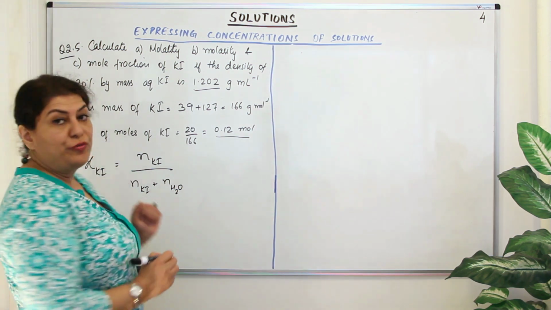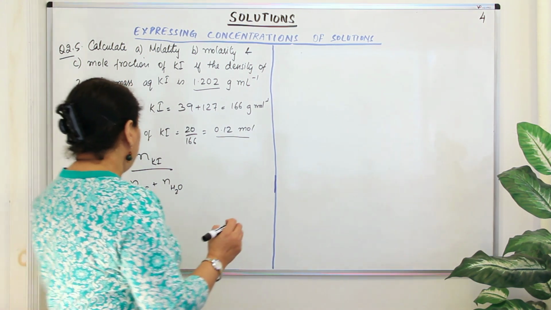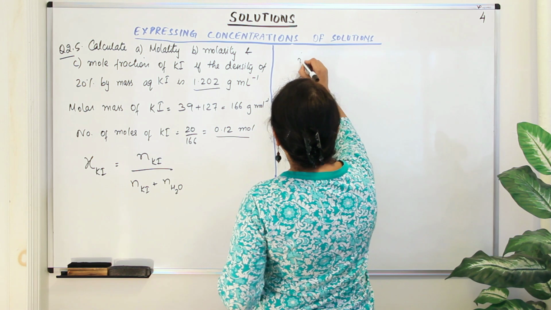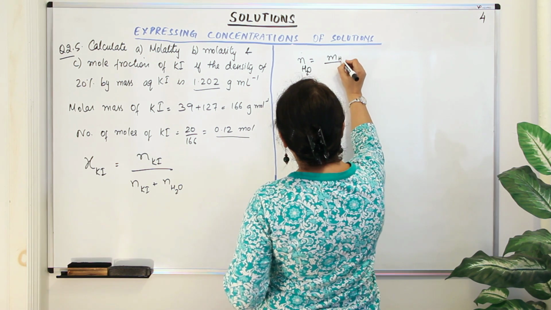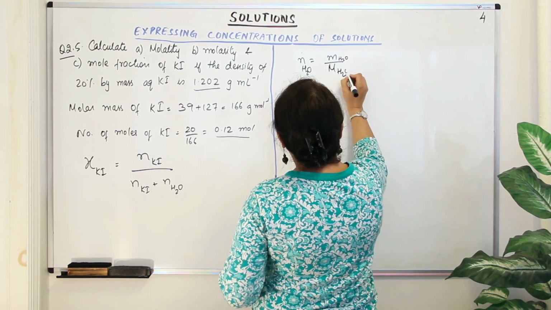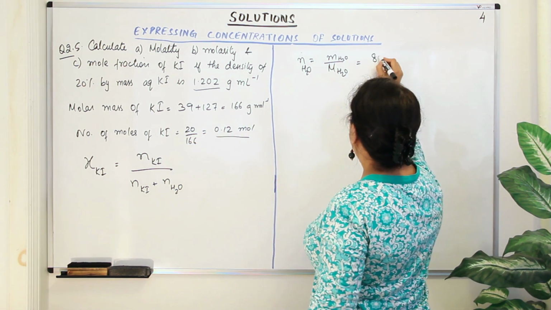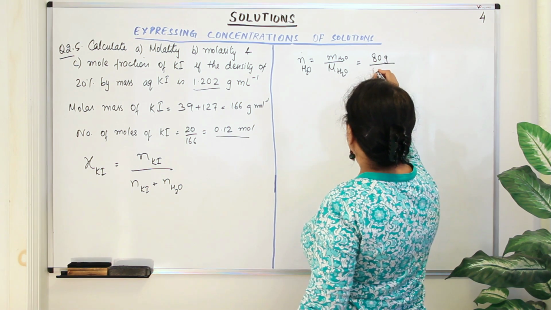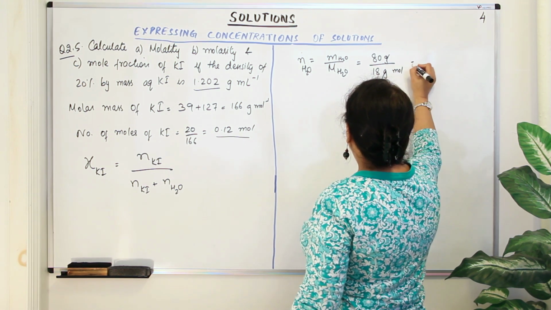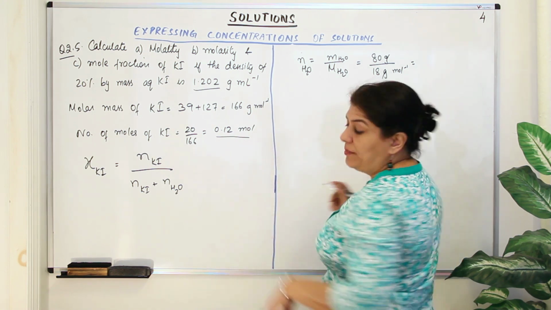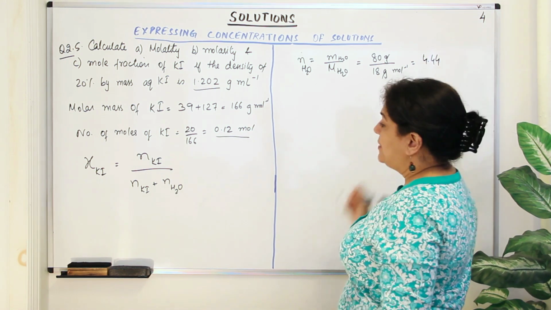Now we have the number of moles of KI as 0.12 and we have to calculate the number of moles of water. How do you calculate the number of moles of anything? The number of moles is equal to mass upon molar mass. So the number of moles of water would be the mass of water upon the molar mass of water. The mass of water, if KI was 20 grams, then water was 80 grams, and the molar mass of water is 18 grams per mole. So the grams will get cancelled and you'll get your answer in number of moles. So the number of moles of water will come out to be equal to 4.44.